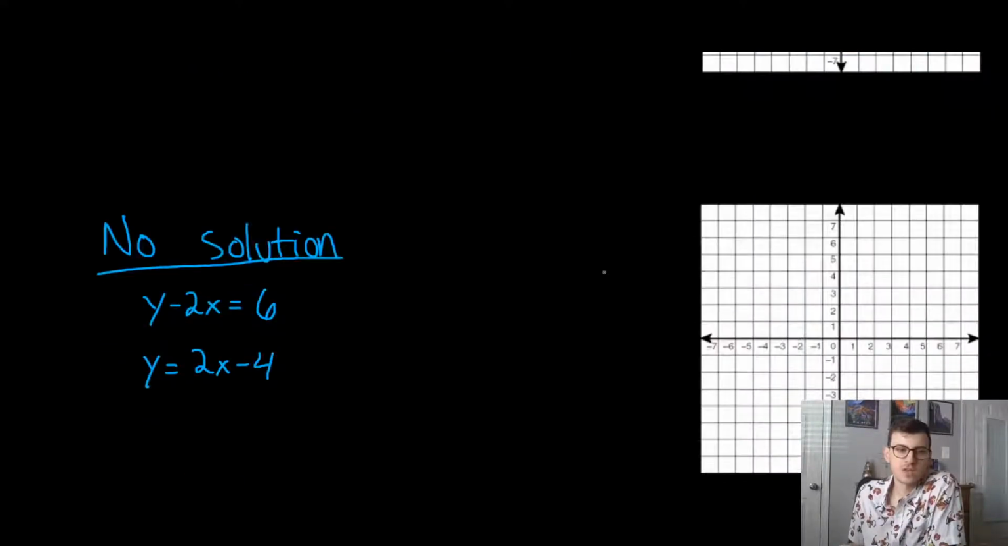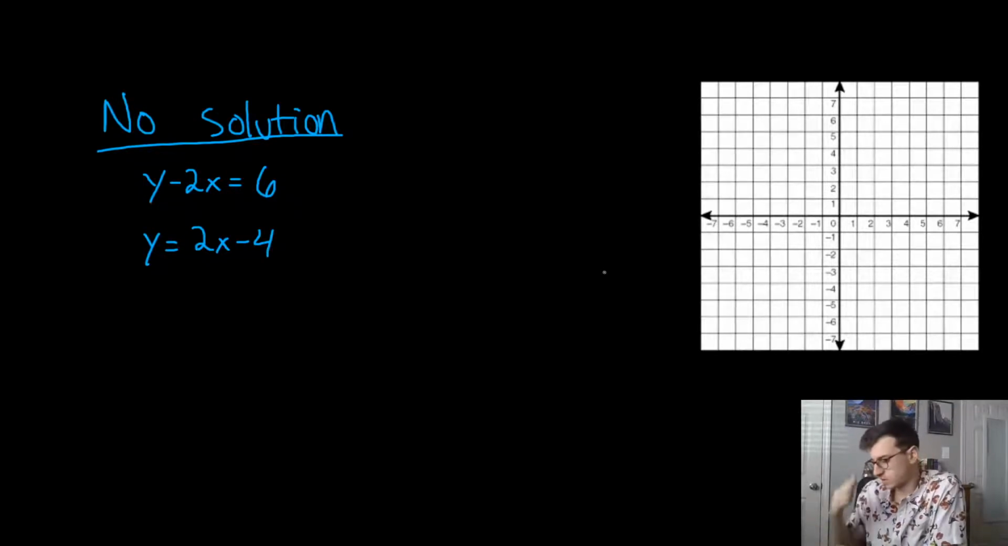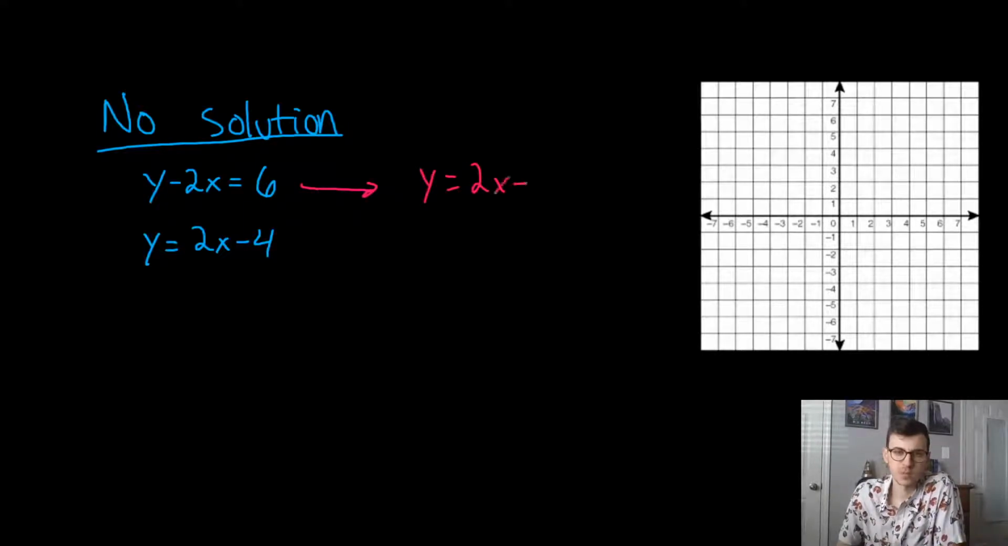The first is that there is no solution. Here's an example of a problem you might see, and let's look at it two different ways. How would you solve this problem? y minus 2x equals 6, y equals 2x minus 4. Because there's a graph here, you might think to graph, which we totally could. Add 2x to both sides and we'd get y equals 2x plus 6. And then we could graph both of these.